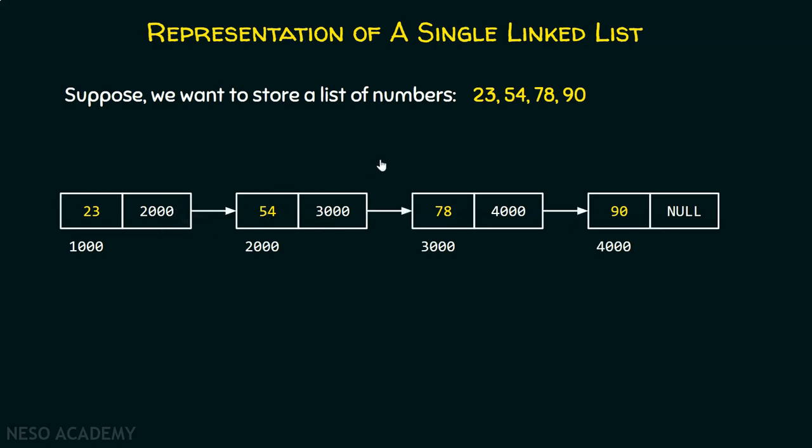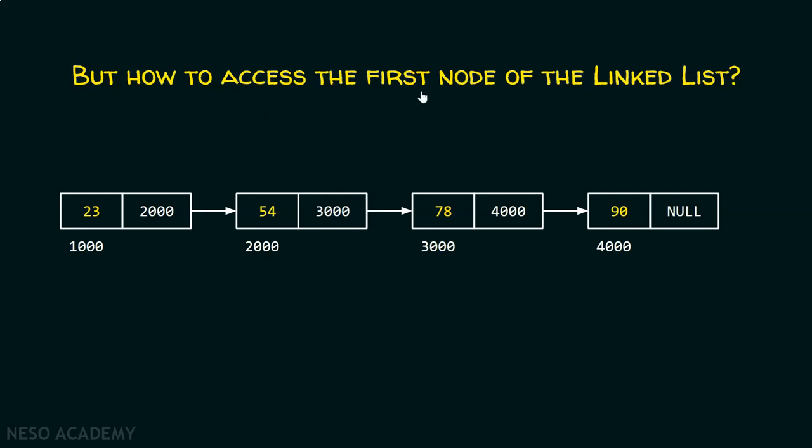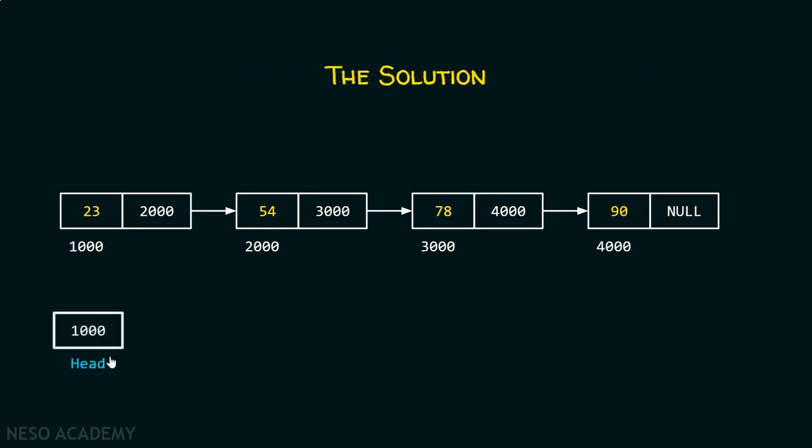But you may ask this question: how to access the first node of the linked list? If we have the address of the first node, we can reach the rest of the nodes, right? But how to access the first node of the linked list? In order to access the first node of the linked list, we need a pointer. With the help of a pointer, we can access the first node of the list if it contains the address of the first node.